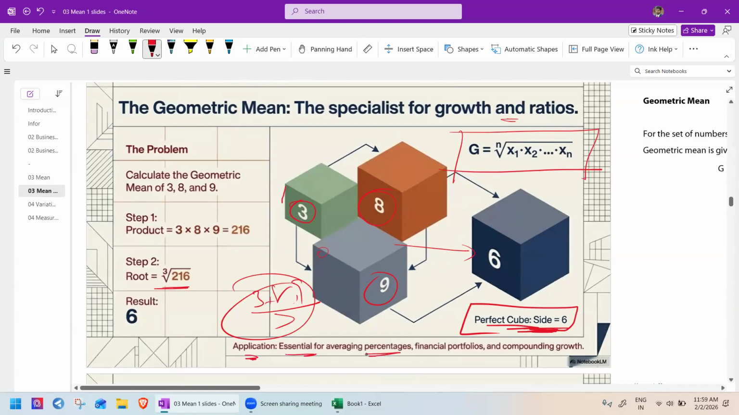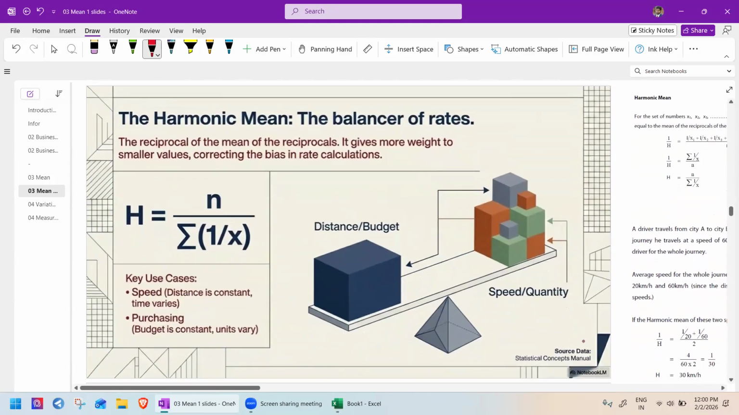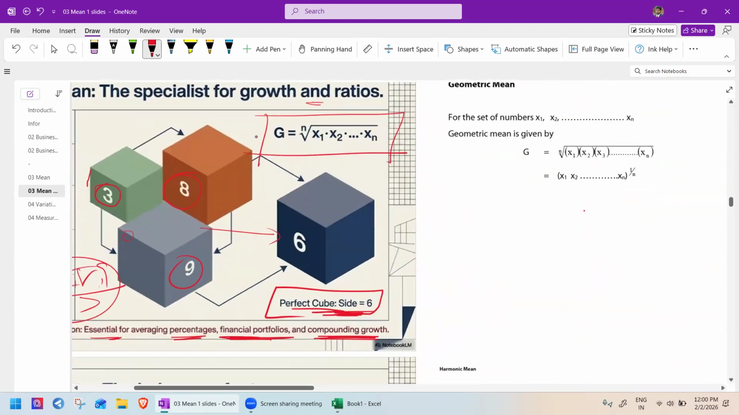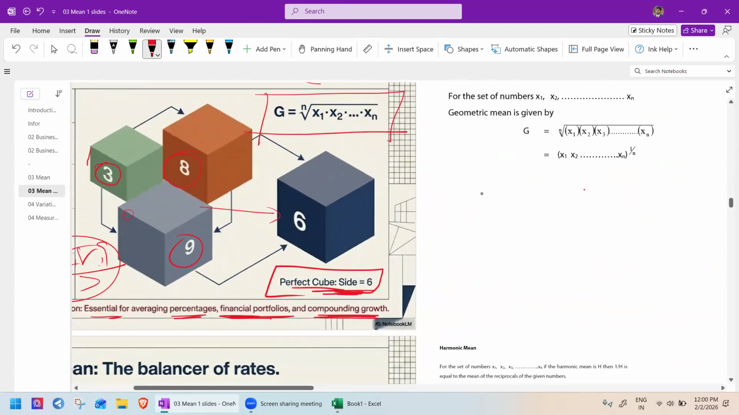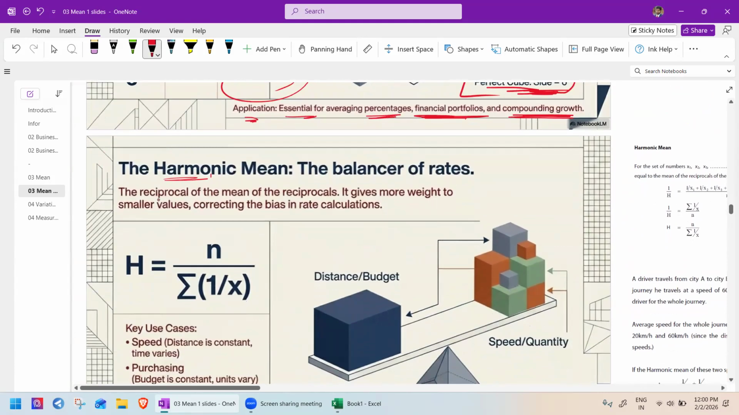It is essential for averaging percentages, financial portfolios, and compounding growth. You should remember this. And the harmonic mean is the next one. The harmonic mean is the reciprocal mean. The reciprocal symbol is this. The reciprocal of 5 is 1 over 5. This is called the reciprocal. The harmonic mean is the reciprocal of the mean of the reciprocals.